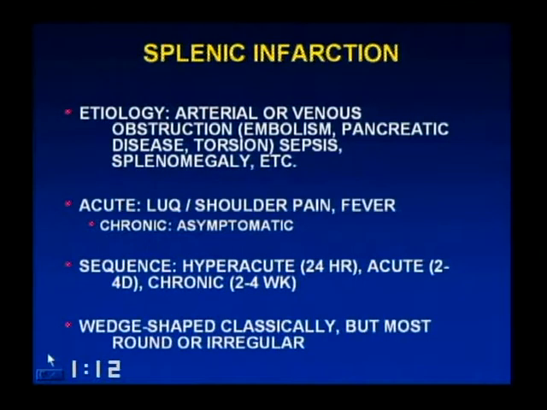Experimentally, actually, it's very uncommon to find infarction just due to clamping off the main splenic artery. There's a lot of collateral flow. You actually need end vessel occlusion in various experiments that have been done a long time ago in animal models in the early days of CT, or a combination of arterial and venous occlusion. So embolic phenomena, pancreatic disease, torsion, etc., can give infarctions, sepsis, any cause of splenomegaly.